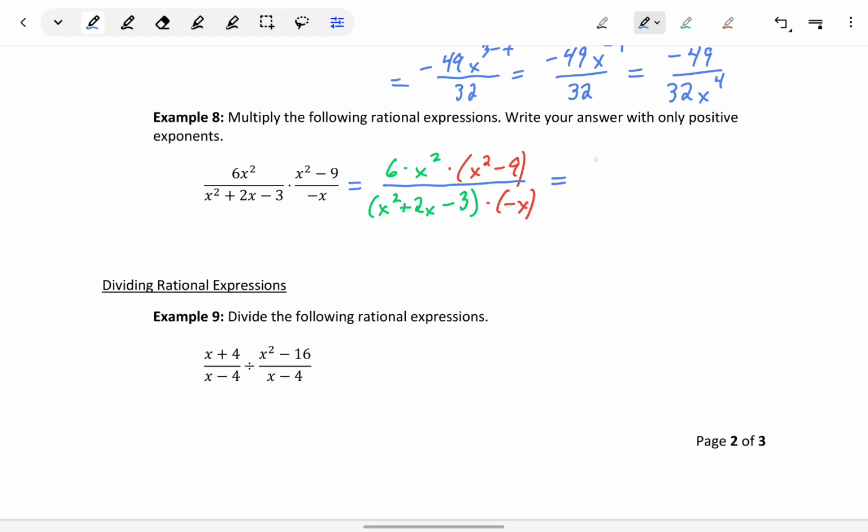Factoring the expression that we have in the numerator will leave us with 6x squared times x minus 3 times x plus 3. And then looking at what we have in the denominator, factoring x squared plus 2x minus 3 will give us x plus 3 times x minus 1, still times that negative x.